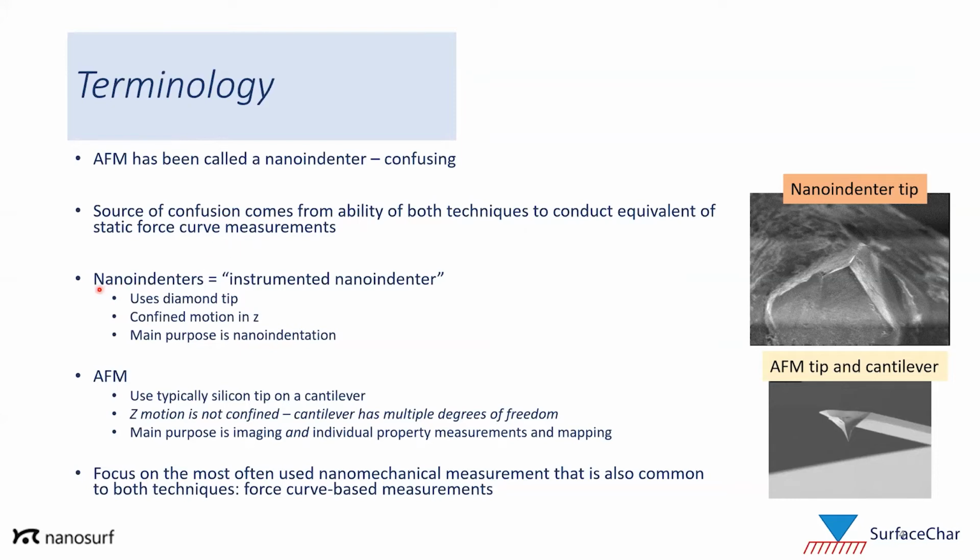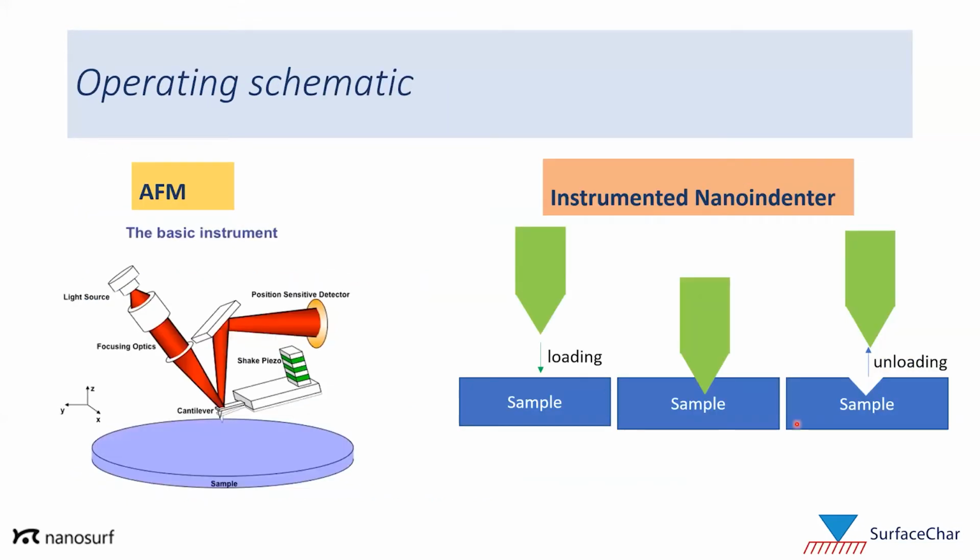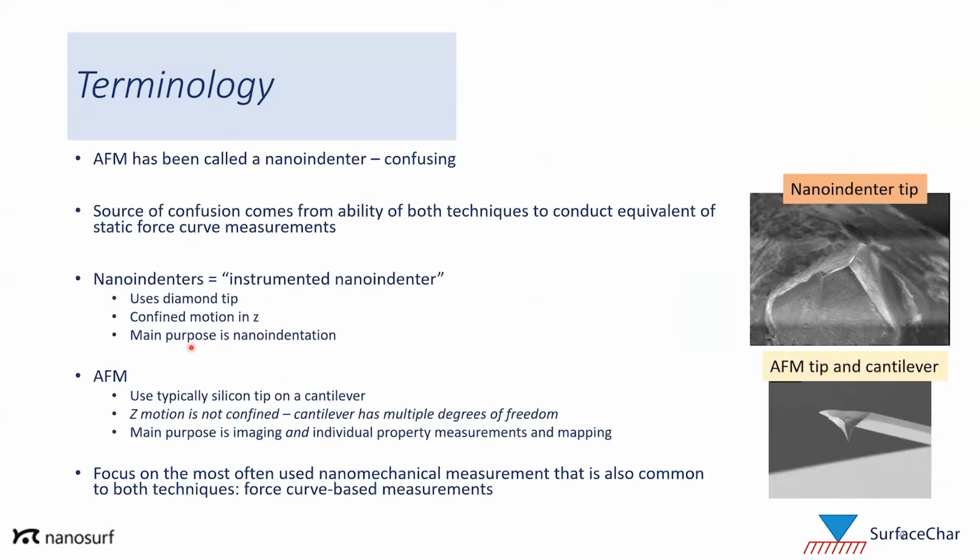And so from here forward in this webinar, when I talk about a nanoindenter, I'm referring to an instrumented nanoindenter only, which is this guy here. This is the instrumented nanoindenter, where we've got our diamond tip that has confined motion in Z to just go up and down. And the main purpose of a nanoindenter is nanoindentation. So when I say nanoindenter, that's what I'm referring to. The AFM is typically using a silicon tip on a cantilever.